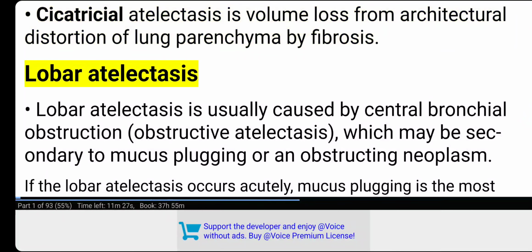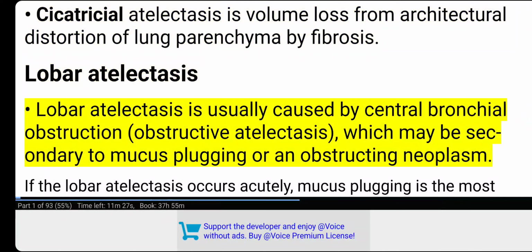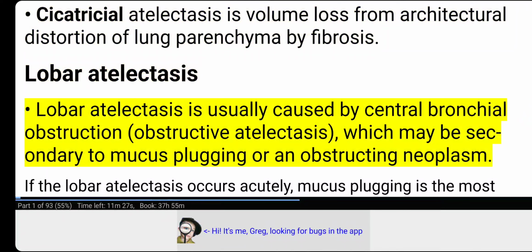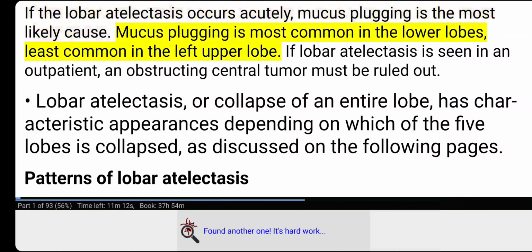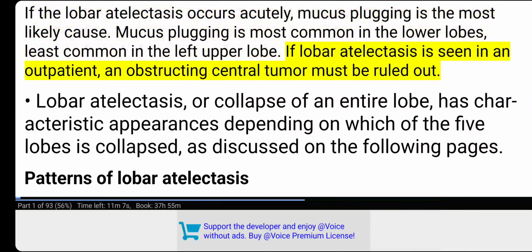Lobar atelectasis. Lobar atelectasis is usually caused by central bronchial obstruction, obstructive atelectasis, which may be secondary to mucus plugging or an obstructing neoplasm. If the lobar atelectasis occurs acutely, mucus plugging is the most likely cause. Mucus plugging is most common in the lower lobes, least common in the left upper lobe. If lobar atelectasis is seen in an outpatient, an obstructing central tumor must be ruled out.